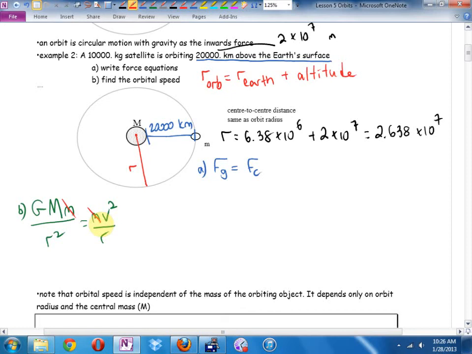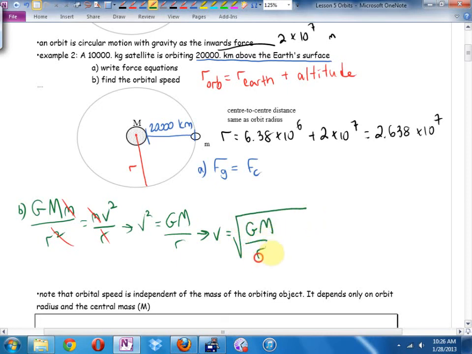Ooh, I noticed one more thing. Do you see it? One of the r's cancels, because if I take that r squared and move it to the top on the right-hand side, I'll have 2 r's on the top, 1 r on the bottom. One of my r's cancels. And I end up with v squared equals big G, big M over r. How would I get rid of a squared? v is going to be the square root of big G, big M over r.